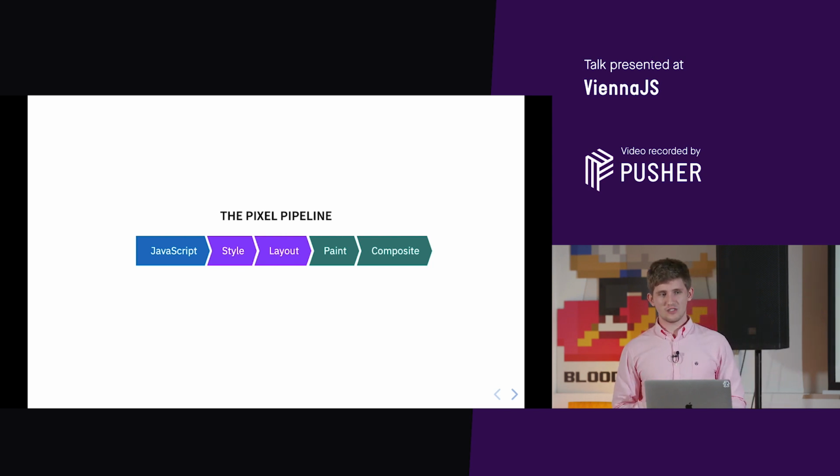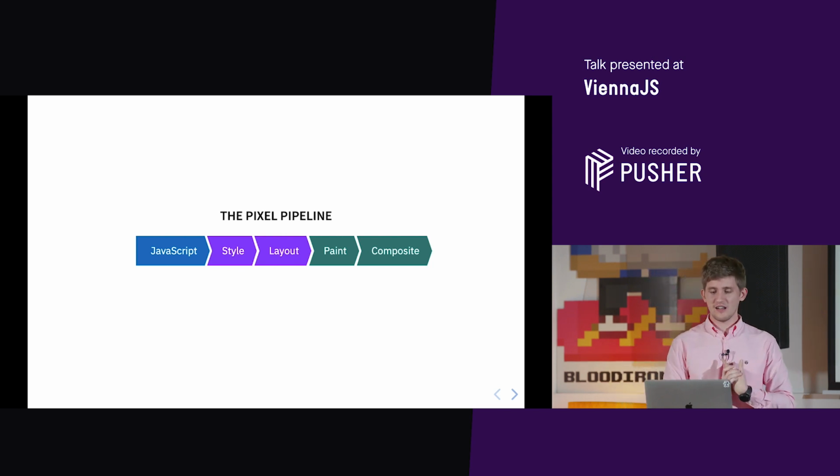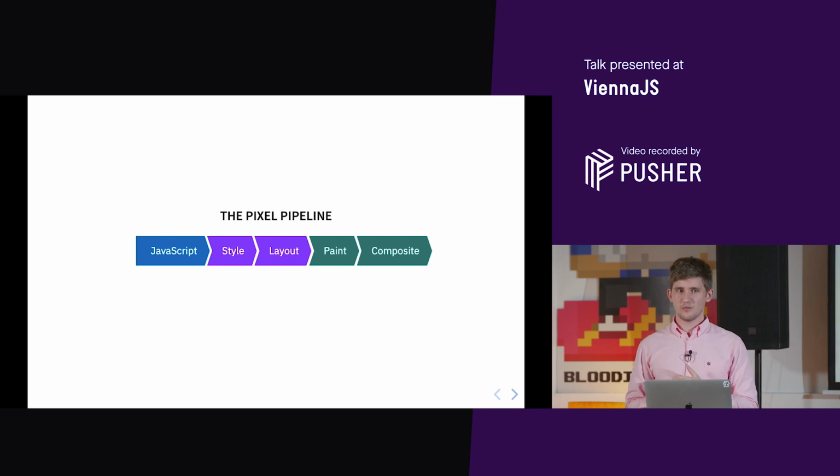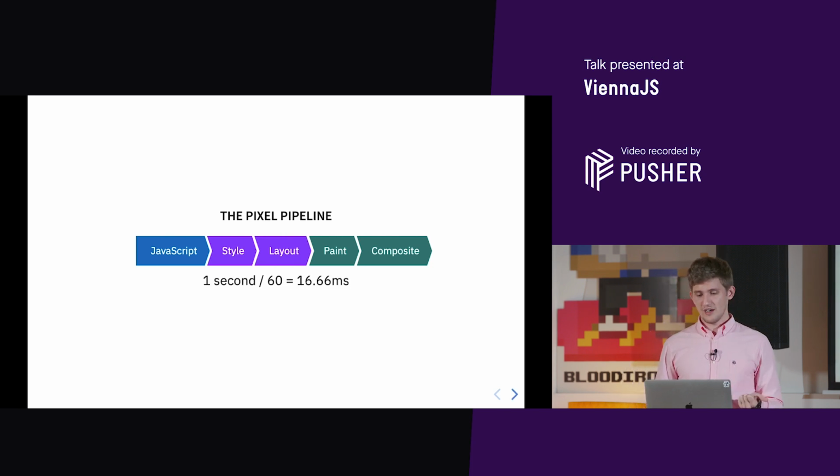So first you have to run JavaScript, then you have to calculate styles, you have to lay out things, you have to paint and compose. And if you want to get 60 FPS, that means you have 1 second divided by 60, 16 milliseconds per frame. And sometimes it might be hard to get that.